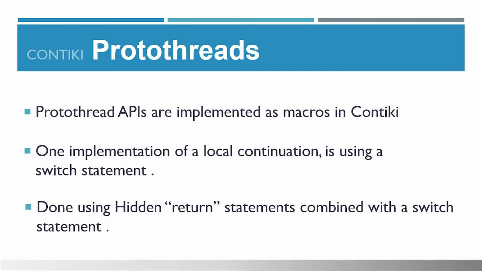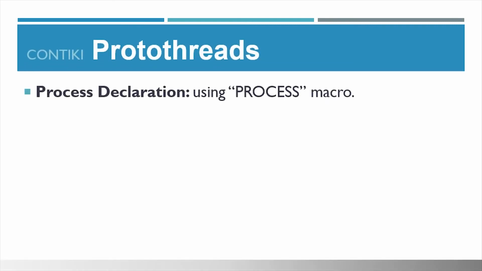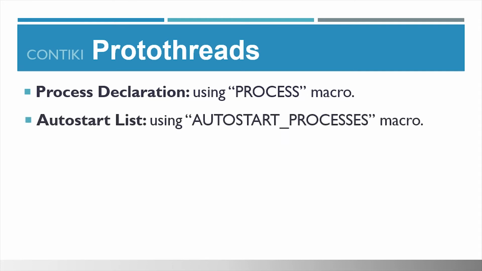Let's look at the structure of protothreads and how it works. First, you start with a process declaration. Every process in the application should be defined via the process macro before using it. Then we have an AutoStart list, which is a list of processes that need to be automatically started when the module is booted. This list is managed by the AUTOSTART_PROCESSES macro, and we will look into this in detail.